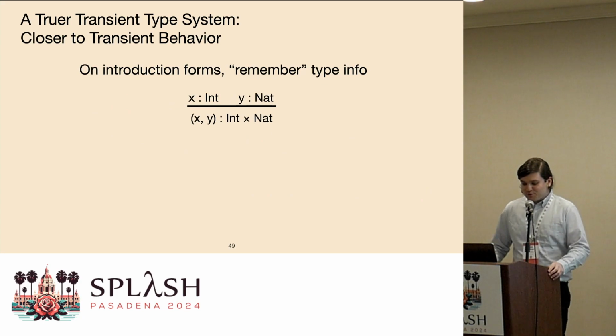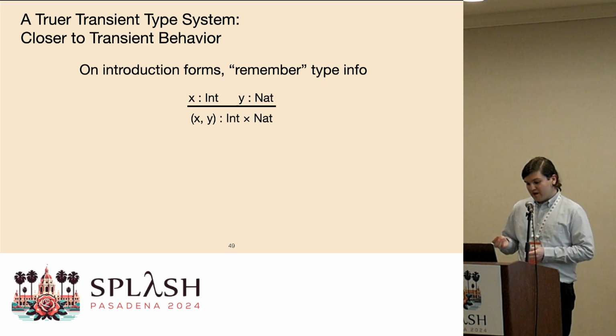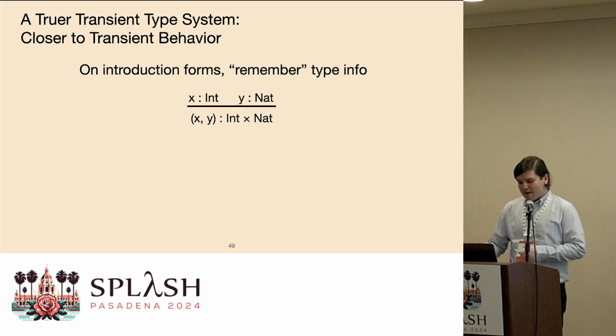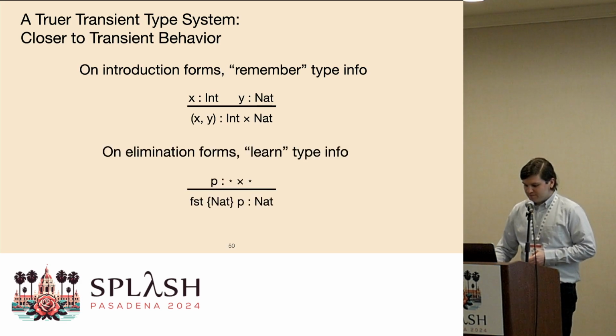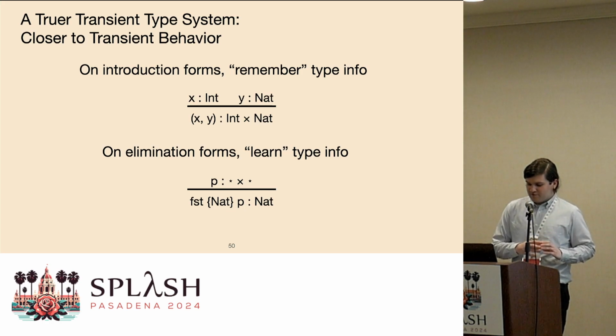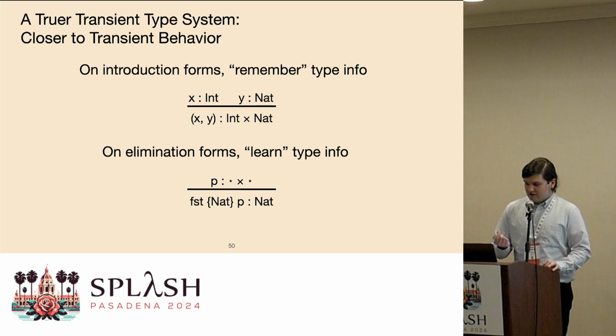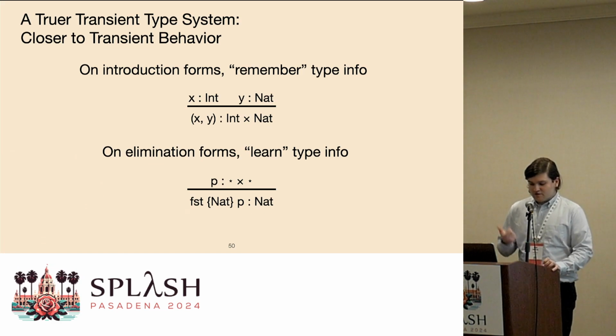So we designed this truer transient type system. And the key ideas are that on introduction forms, we remember the type information we've had. And on elimination forms, we learn type information. So in the case of remembering, if we have a pair, we actually remember, in the case where the first component's an int and the second component's a nat, we don't just say pair, we say int cross nat in the normal semantic way. And on elimination forms, we look at that check on that projection and actually learn additional information about the type that sits there.